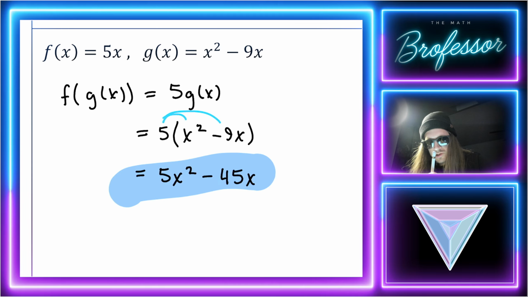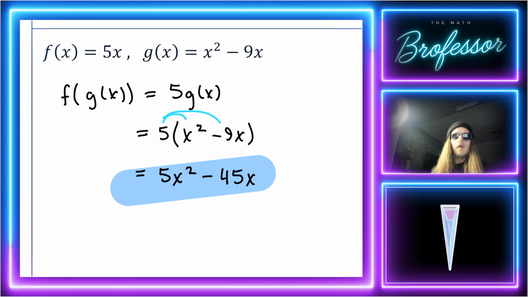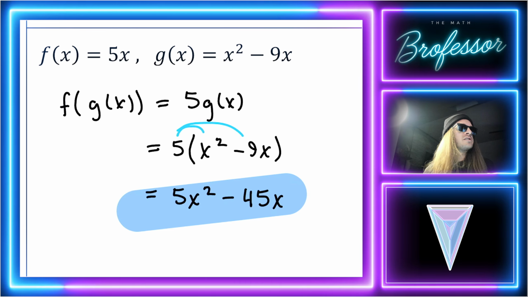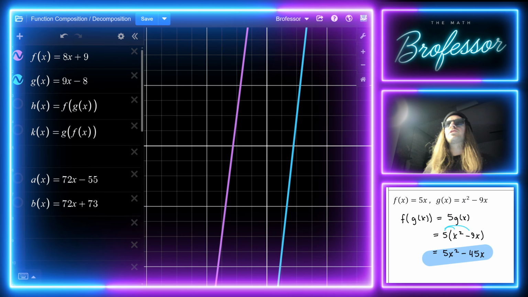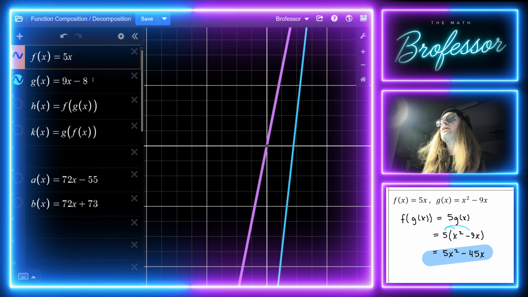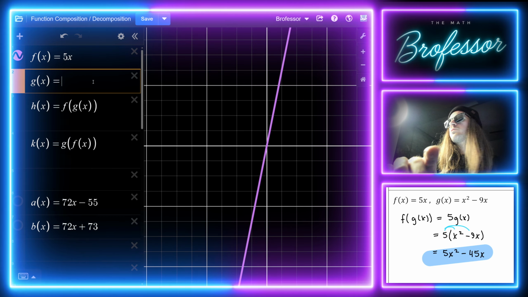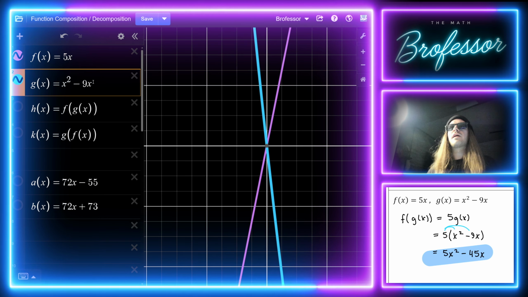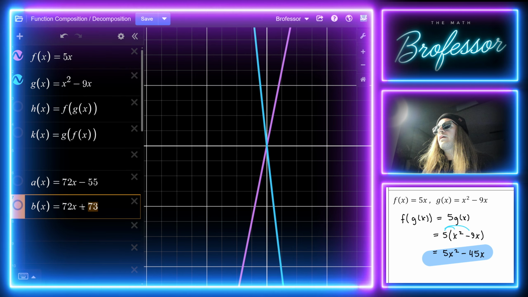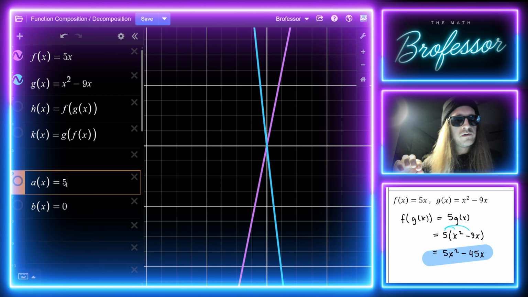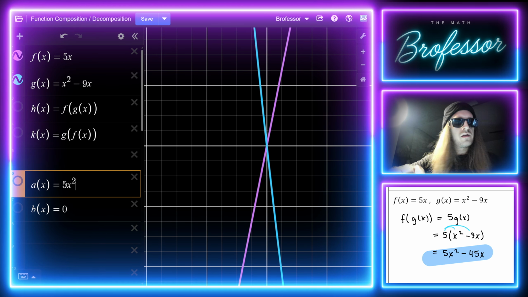In fact, I do just want to check this right now before we do it the other way around. The other way around is where we're going to see a big change in these types of problems. But let's start checking this out first. So our f is 5x, and our g is x squared minus 9x, like that. This is supposedly 5x squared minus 45x.